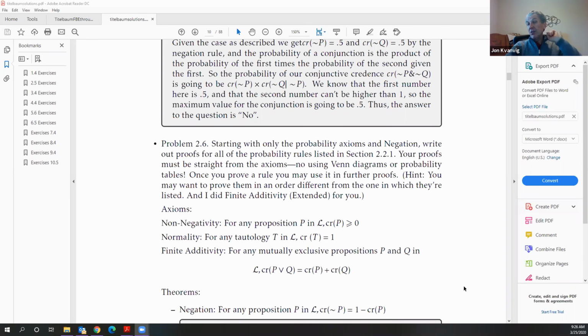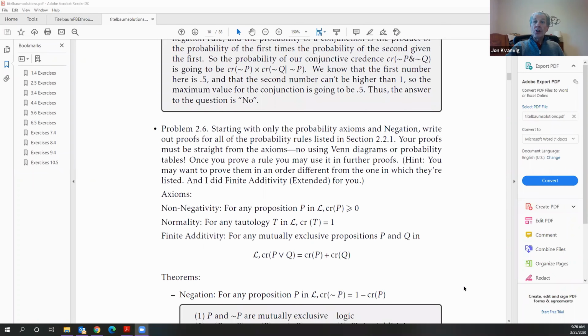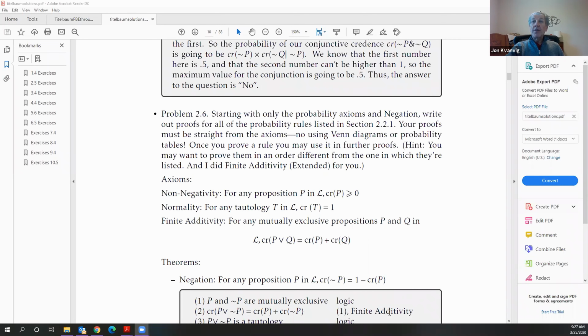All right, here's what we're going to do. First, note that P and not P are mutually exclusive. That's simply a logic fact. So by finite additivity, we can calculate their probability by summing the probability of each. Good.